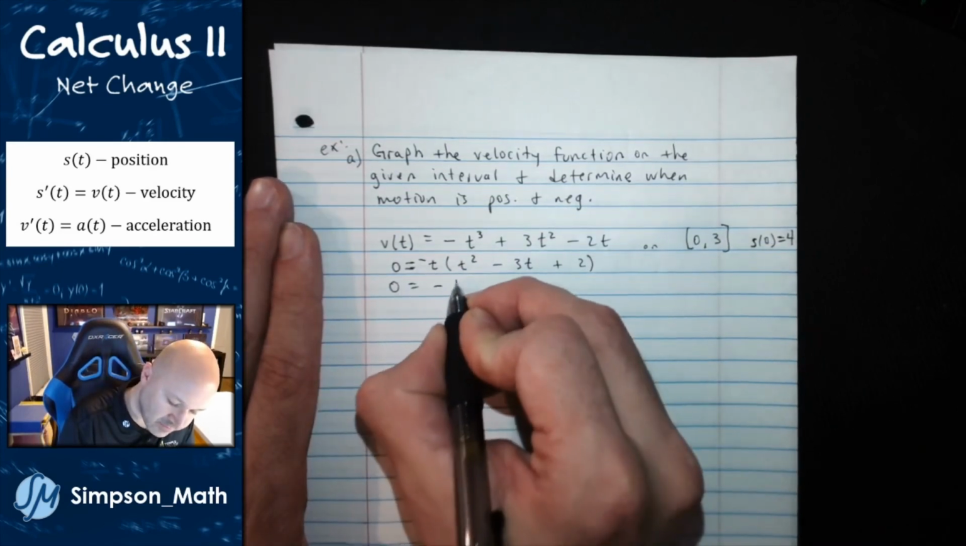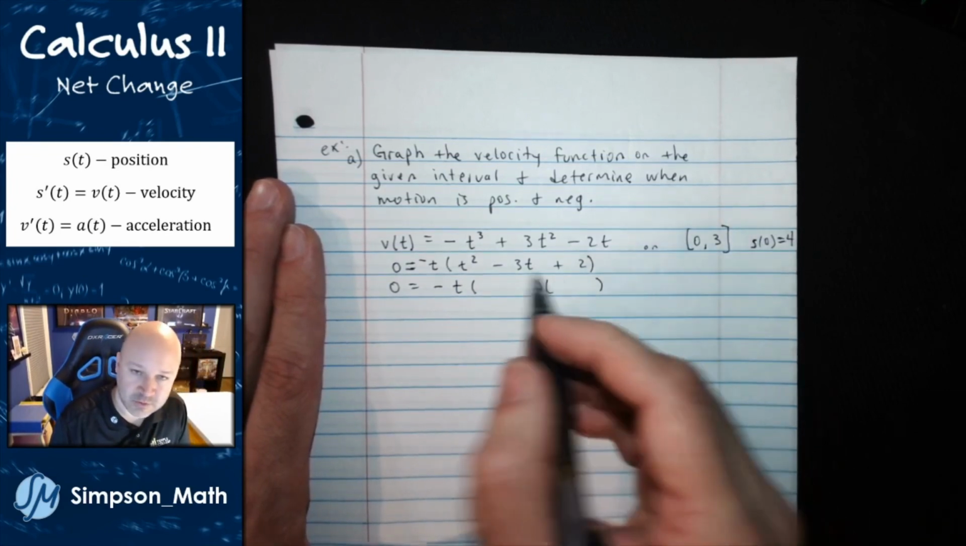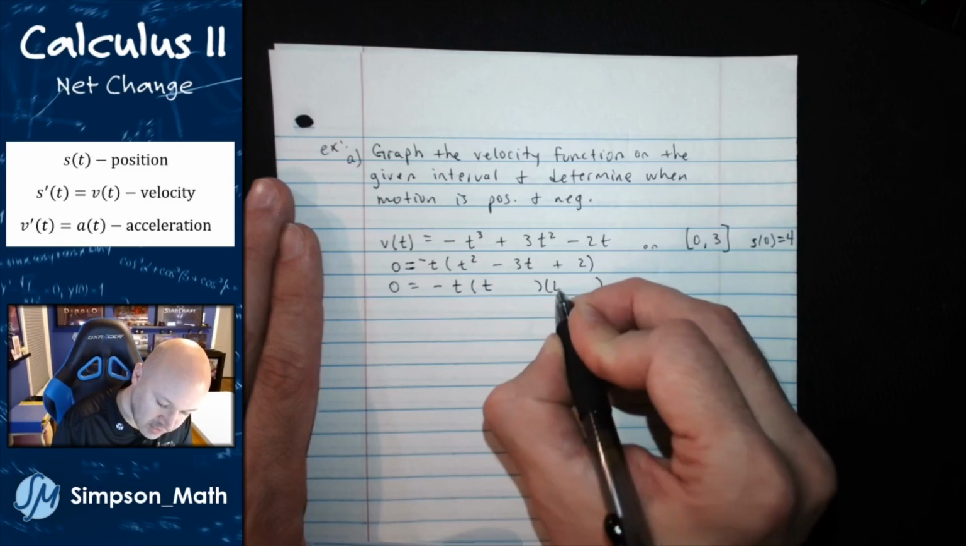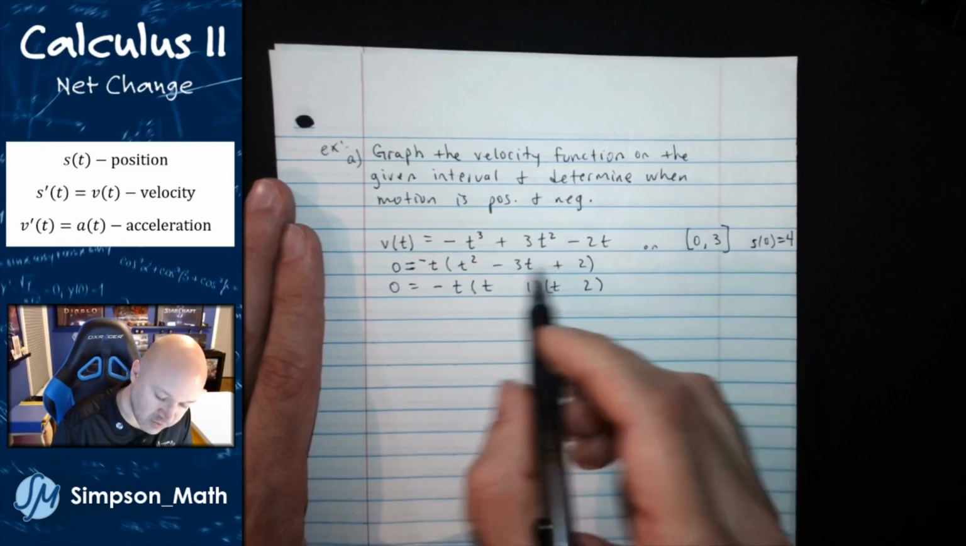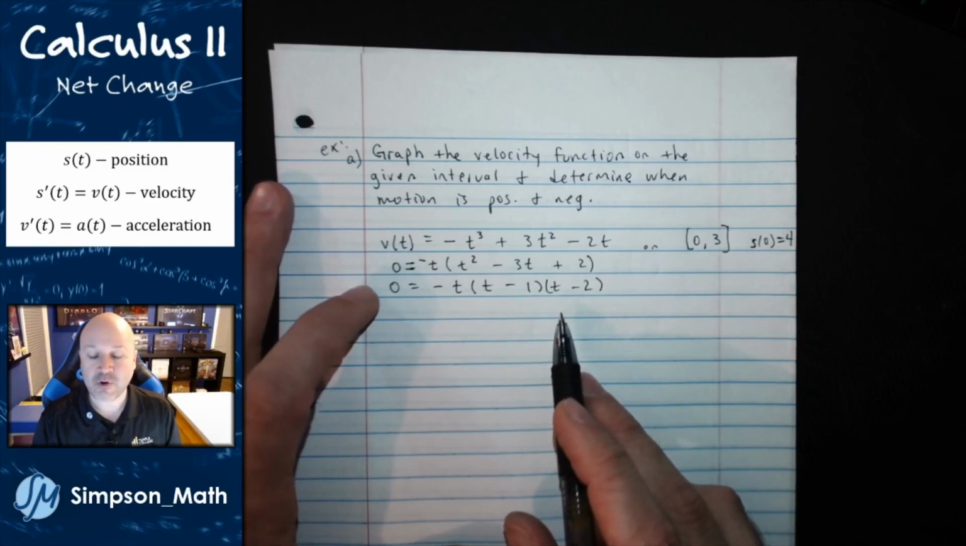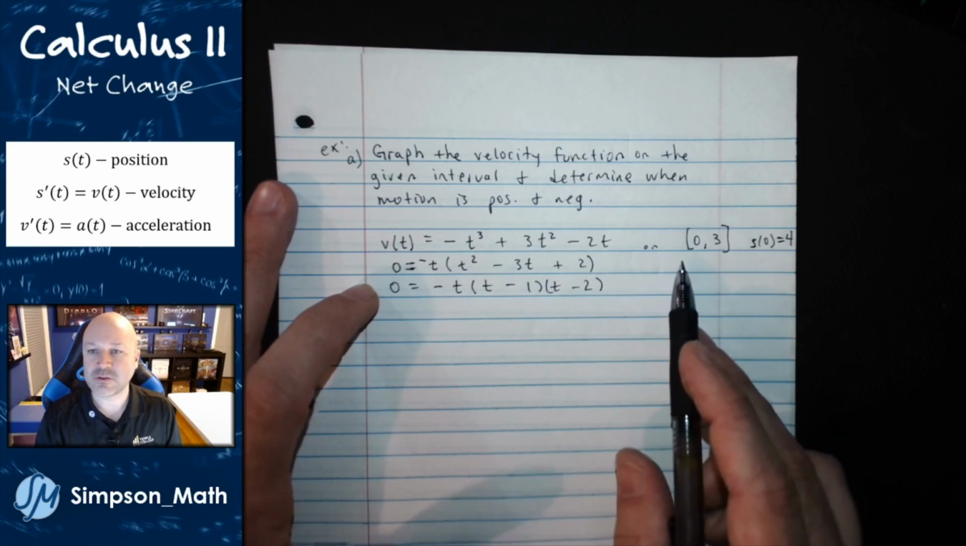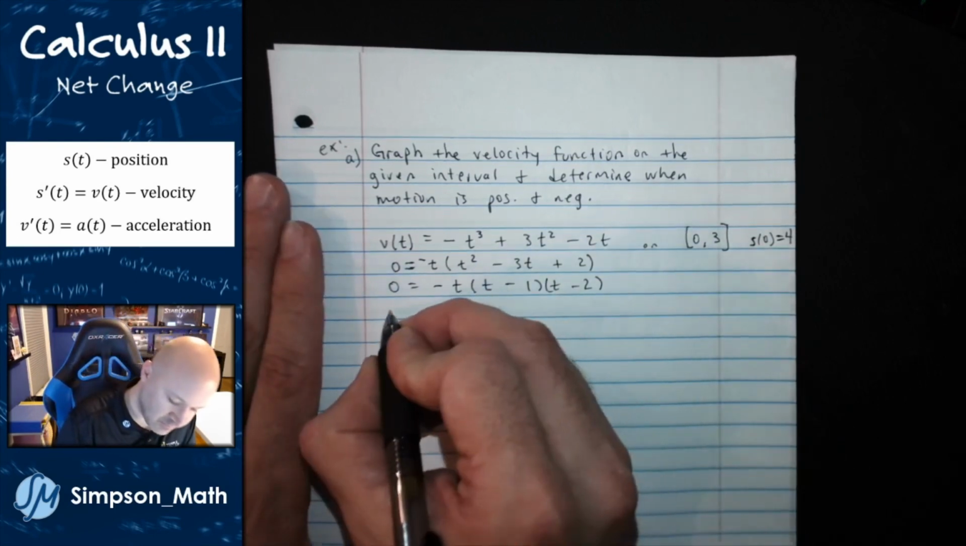So I'm going to continue factoring. Trinomials factor to the product of two binomials. T and t, 1 and 2, the signs are the same, they're both negative. So I can tell this graph will cross the x-axis at 0, 1, and 2. All of those are in my interval.